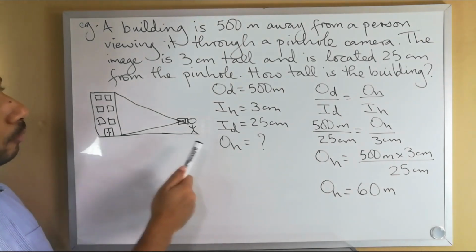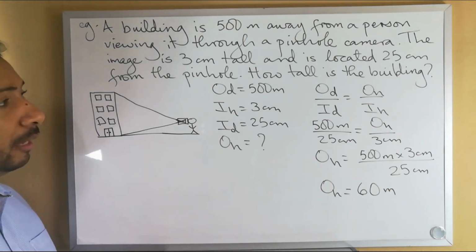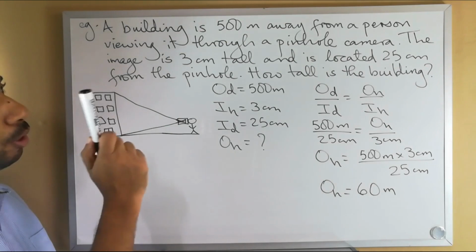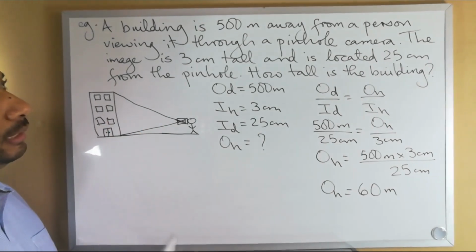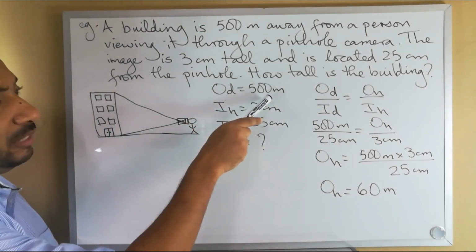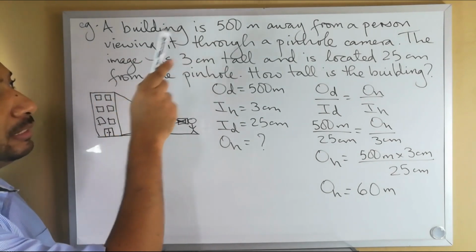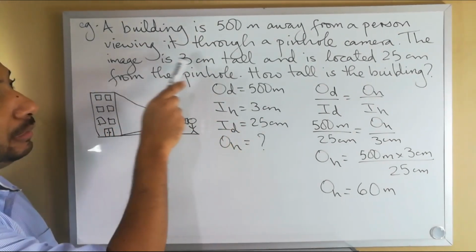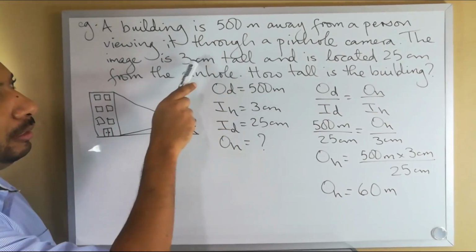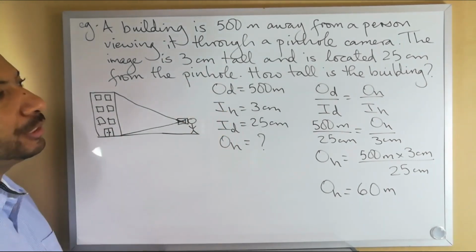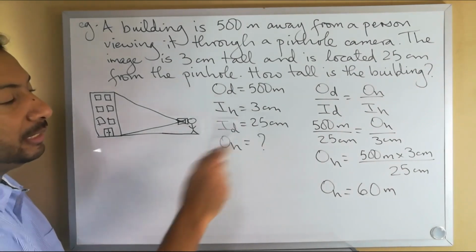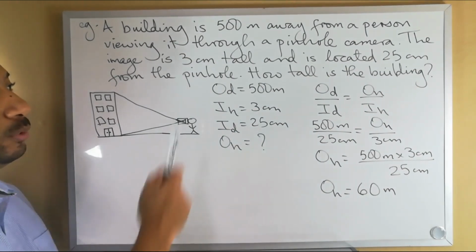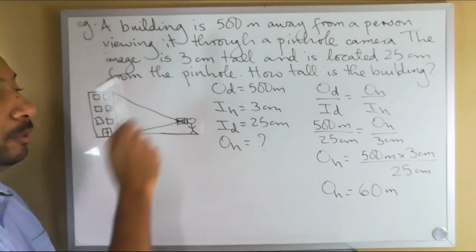So here we have our little diagram. We can identify our information. The object distance is 500 meters. That's how far away the building is from the person. The image height is 3 centimeters, right? Okay, that's the tallness, the height of the image. And the image distance is 25 centimeters because we know it is located 25 centimeters away from the pinhole.